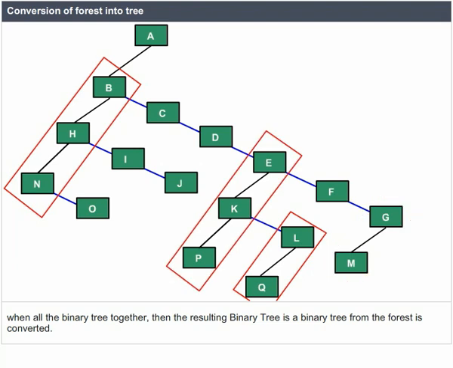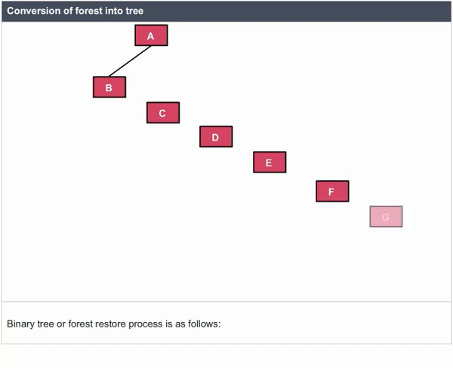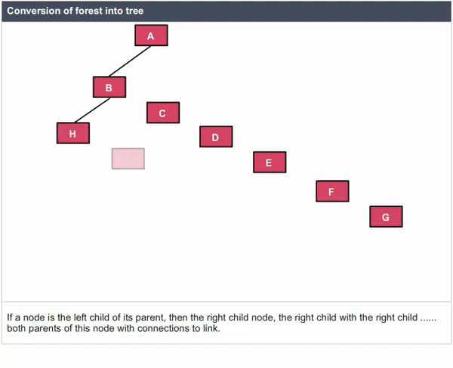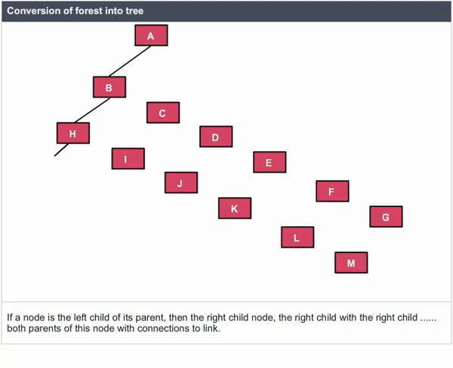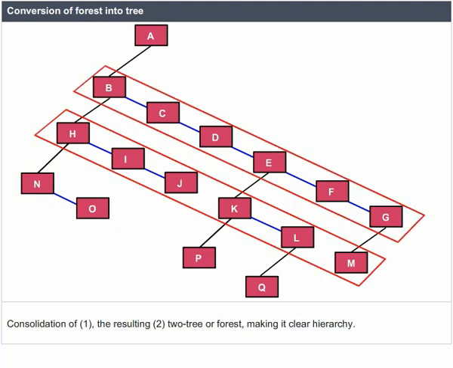Binary tree to restore forest. The binary tree to forest restoration process is as follows. If a node is the left child of its parent, then connect the right child, the right child of the right child, and so on, all to the parent of this node. Delete the original binary tree node's connections to the right children. Consolidate the results from steps 1 and 2, making the hierarchy clear, to obtain the forest.